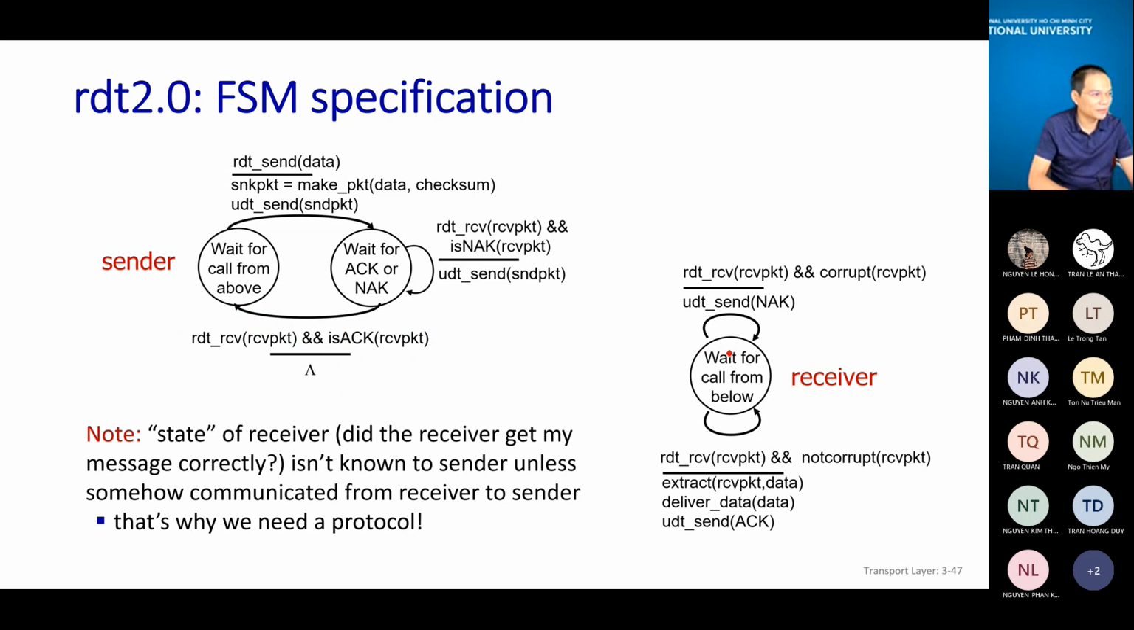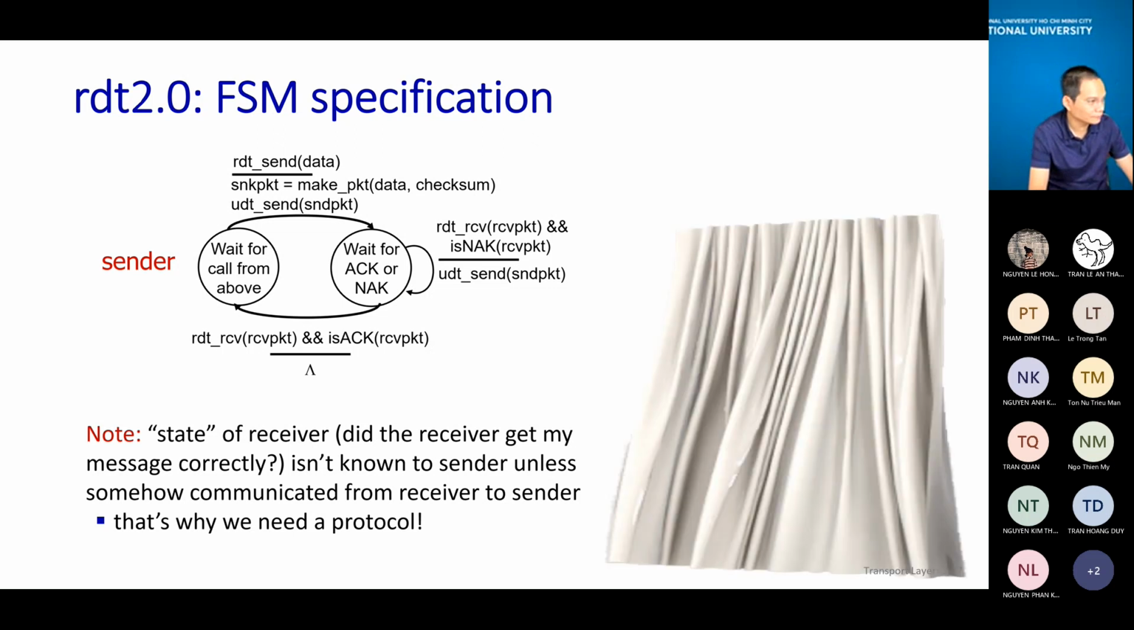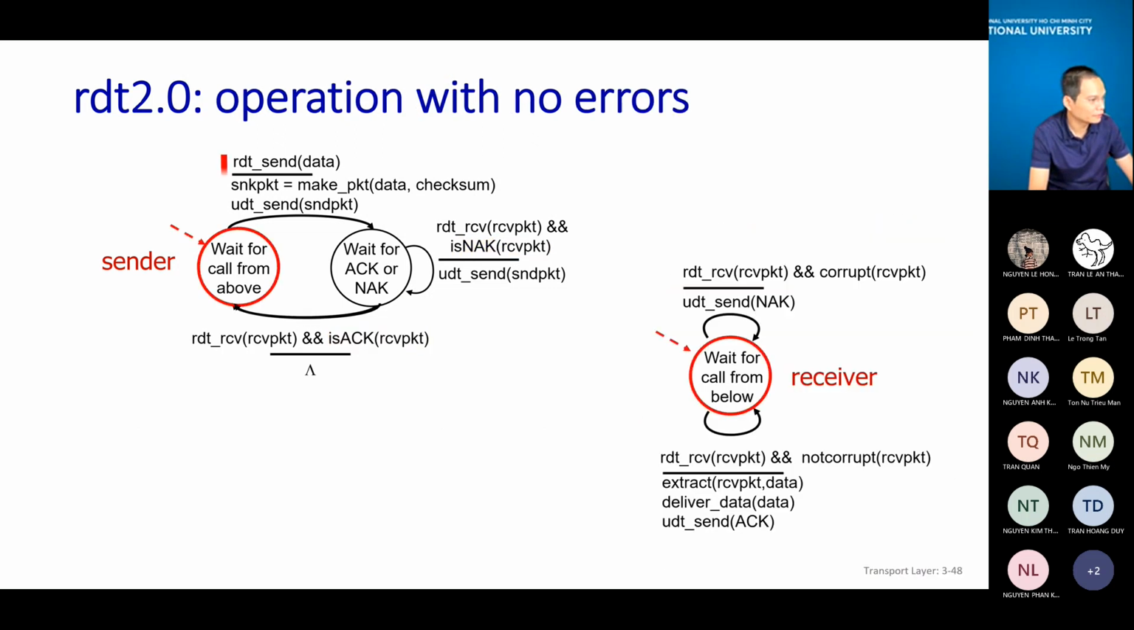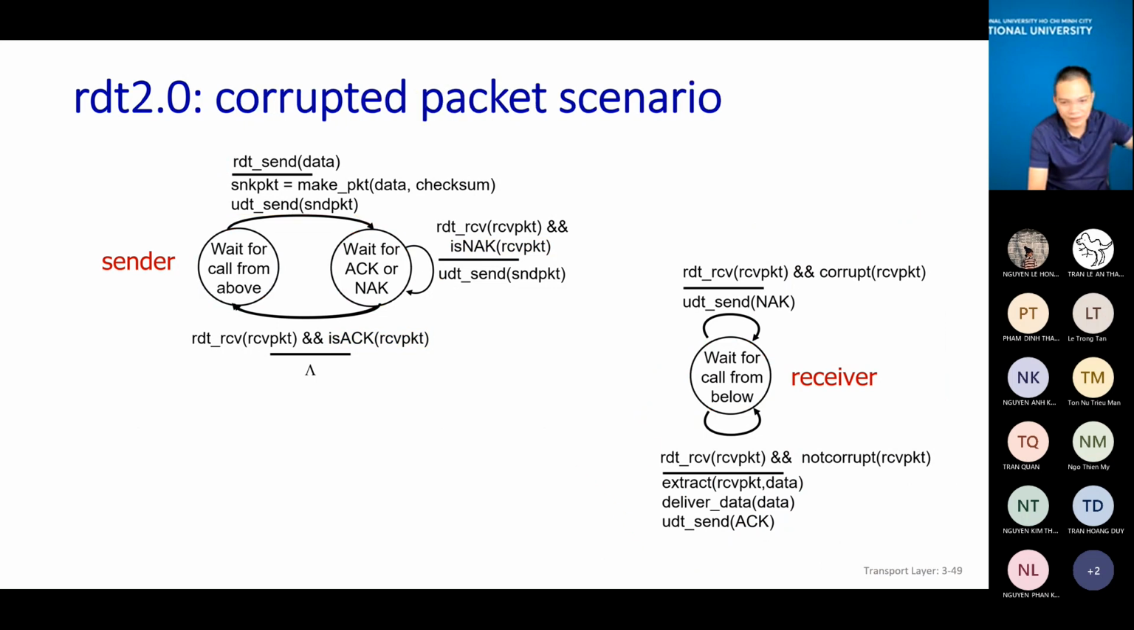How about on the receiver side? On the receiver side, it's very similar. If we receive a packet and the packet is corrupt, we send a NAK. Again, if we receive a packet with no error in it, we extract the data, deliver the data, and we also need to send the ACK, to acknowledge that the data arrived correctly. Move on. It's the explanation that I already explained to you.